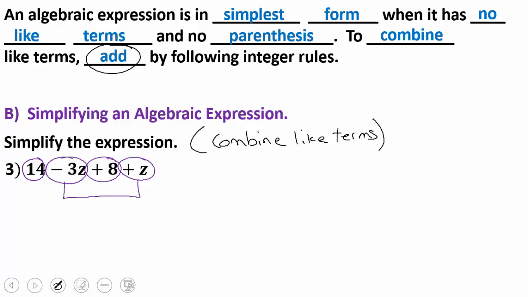I have a negative 3z and a z. And what am I going to do? I'm going to add them. So negative 3 plus 1. Remember, there's one z there. If you don't see the coefficient, it is 1. So negative 3 plus 1 is negative 2 z's. And then I take the 14 and the 8, and that's plus 22. So negative 2z plus 22.